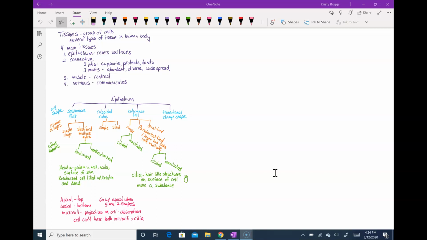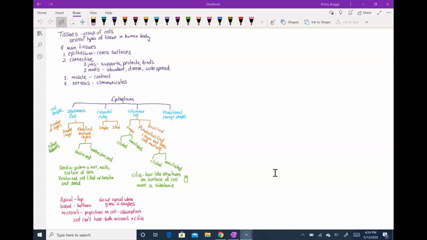Another example is in the fallopian tube. In order for the egg to get from the ovary to the uterus, there are cilia that push it along. So cilia are used to move a substance. A few other key words here. Apical means top and basal means bottom. So cilia always occur on the apical surface of a cell. They're at the top of the cell.